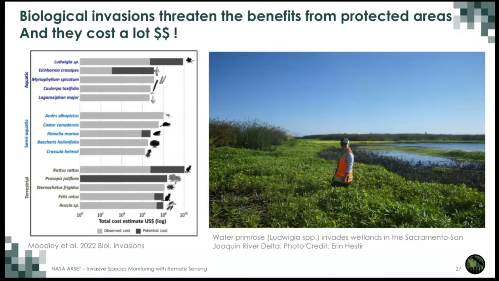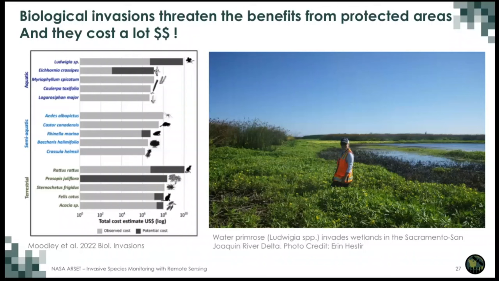There's a big problem with California's restoration plan, and that's that these biological invasions are going to threaten the benefits that these protected areas can provide, and they're going to cost a lot of money. This is data that is shown from Moodley et al. 2022, which shows that biological invasions are one of the main threats to biodiversity within protected areas worldwide.